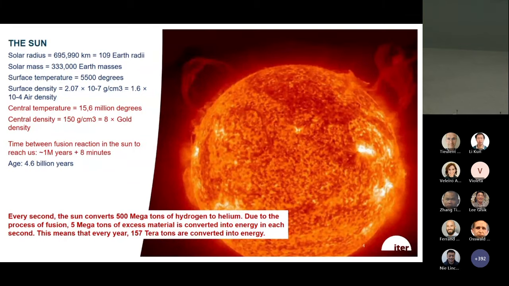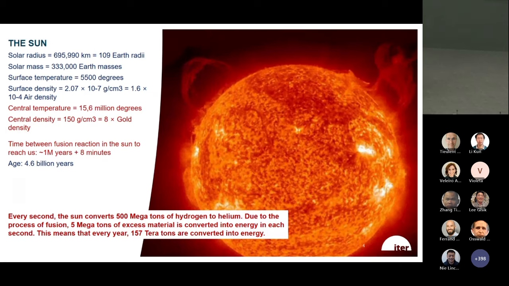A few numbers about the sun so that you understand a little bit more. We have a density on the surface, because gravity is much less there, which is similar to the density you have in a gas. We have a central density, on the other hand, which is 150 grams per cubic centimeter. So it's 8 times gold, which is 150 times that of water.